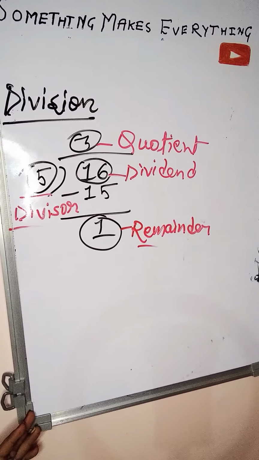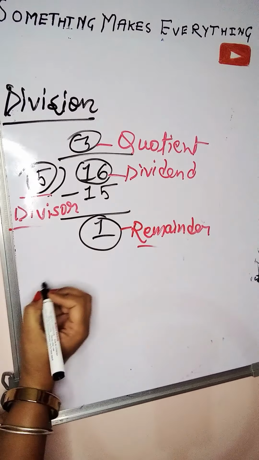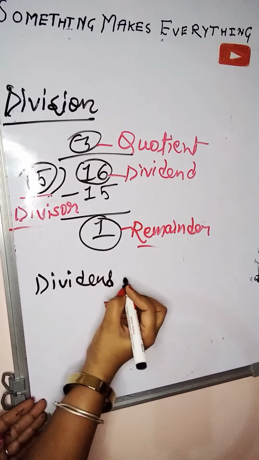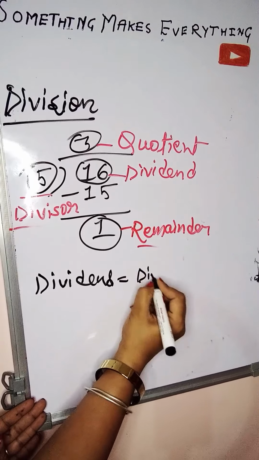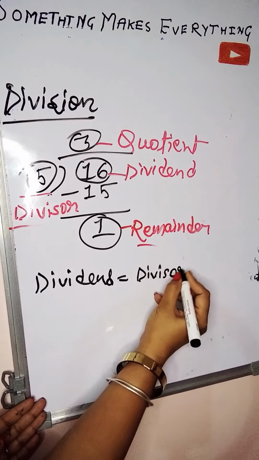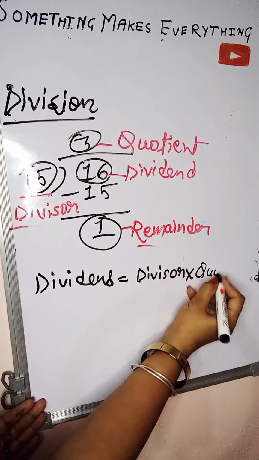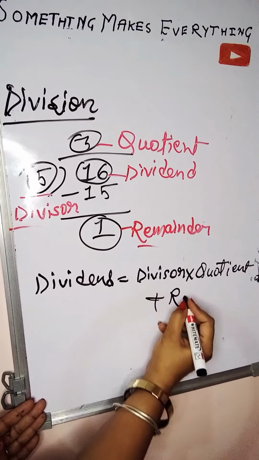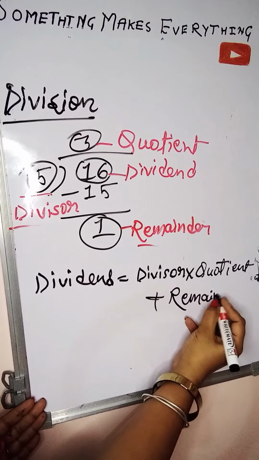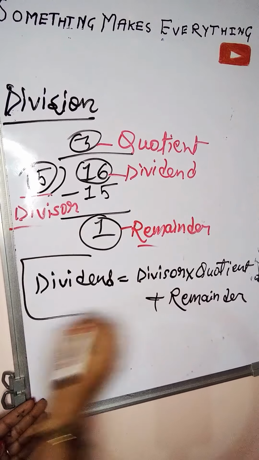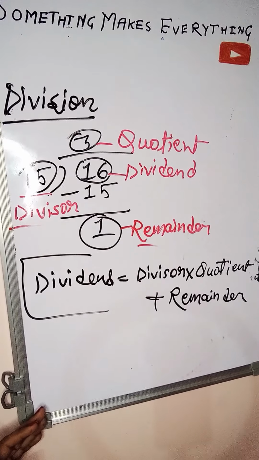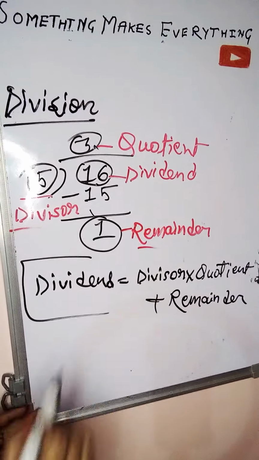So in order to formulate it, you are going to write dividend equals divisor into quotient plus remainder. This way you can formulate also, and if you want to check your answer whether it is correct or not, you will just put these values here in this formula.